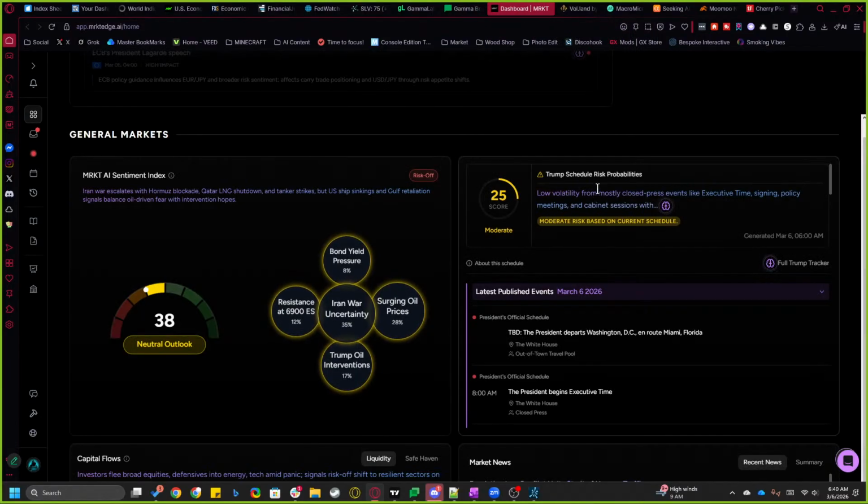Have a low risk out of the White House this morning. It's set to 25 at the moment. So from this one, unless they just run an impromptu meeting, we shouldn't get anything from the White House for increased risks.